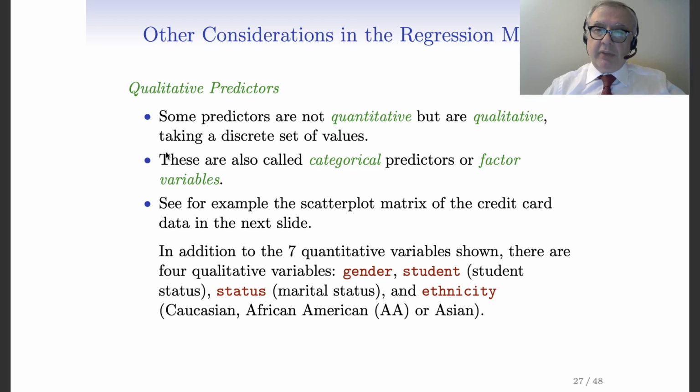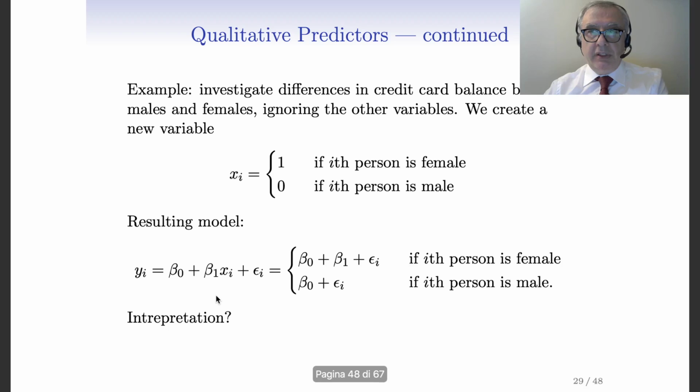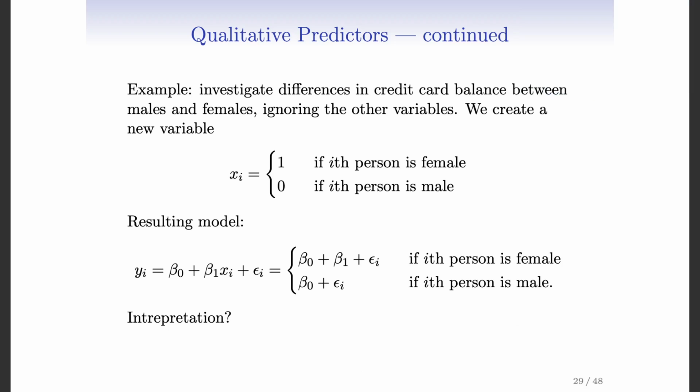In addition to these 7 variables, there are also 4 qualitative variables, and in particular they are gender, male, female, student, and this means that the individual might be a student or not, status, married, divorced, not married, and ethnicity. And ethnicity is a categorical variable with 3 states: Caucasian, African American, or Asian. Okay, so let's see how we can deal with these qualitative variables. And in particular, we will investigate the differences in credit card balance between male and females, ignoring the other variables.